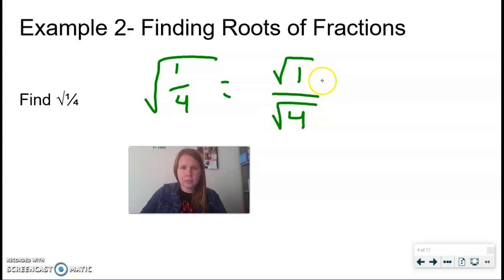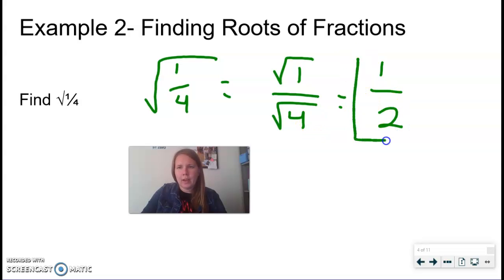And so then I can just worry about what number is on the top of the fraction and what's on the bottom of the fraction. Well, the square root of 1 is 1. 1 times 1 is 1. And then the square root of 4, well, I have to think what number times itself will give me 4. 1 times 1 is 1. 2 times 2, yeah, that is 4. So my square root of 1/4 is 1/2.